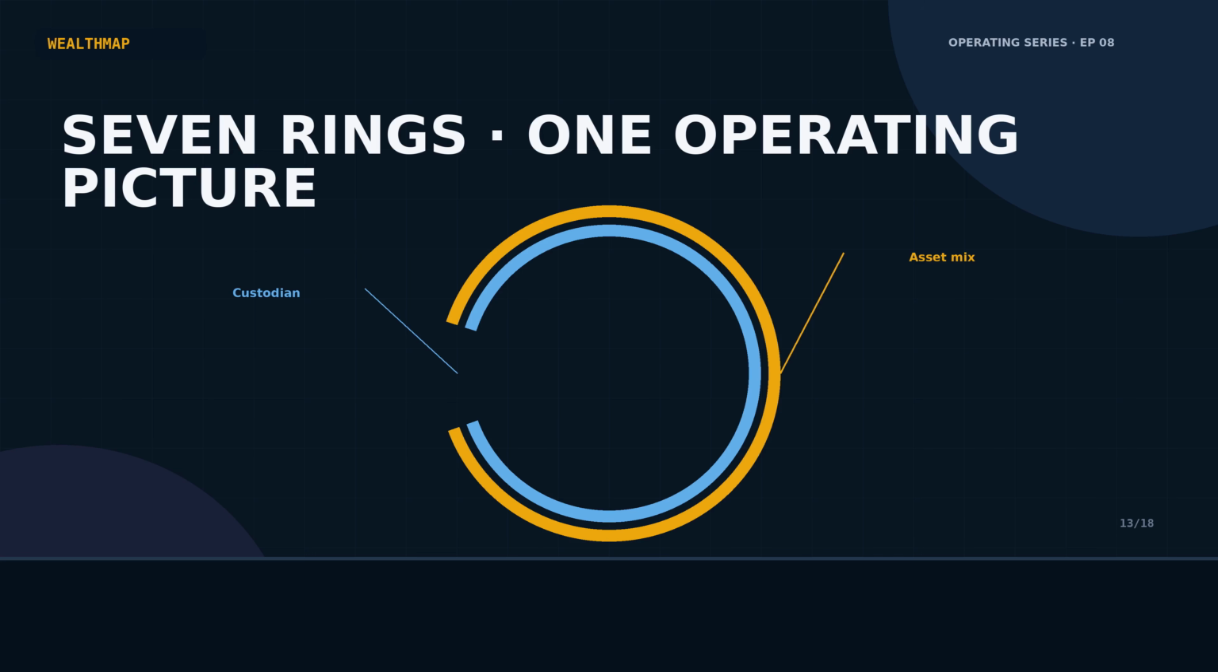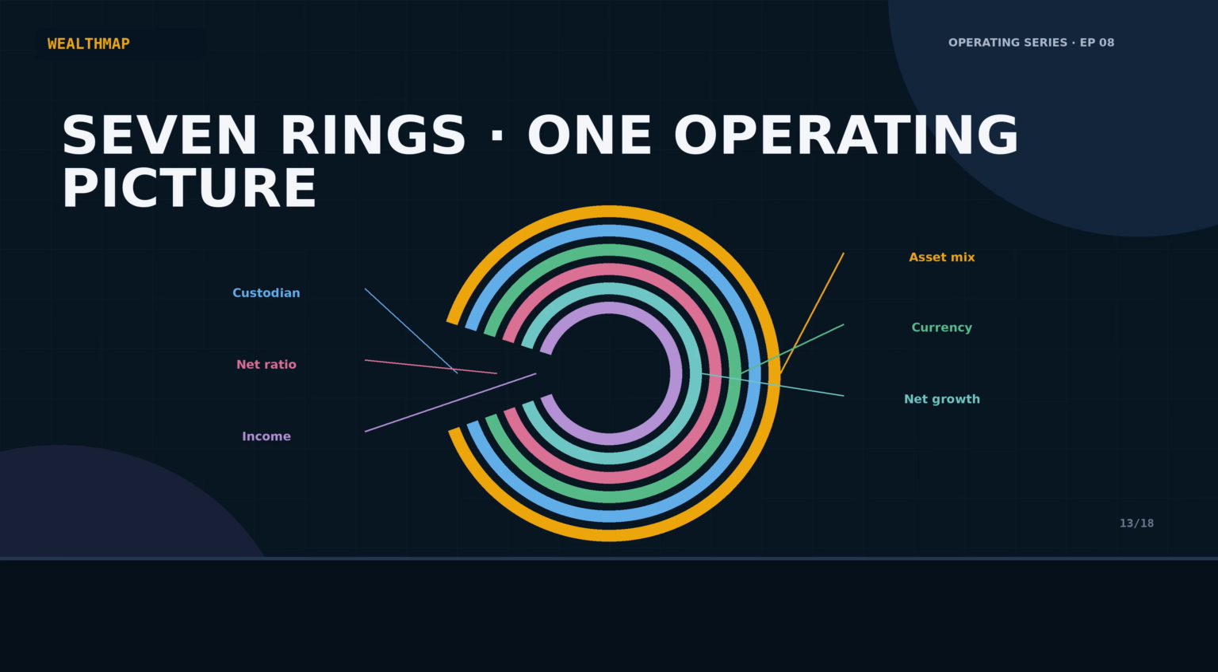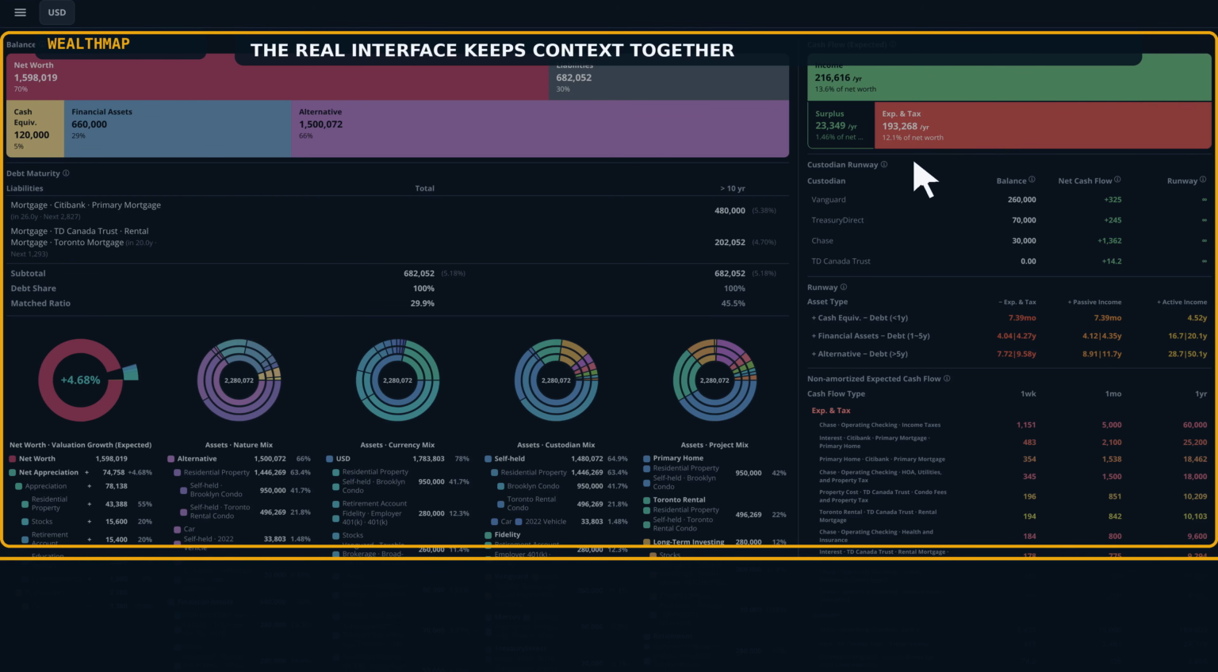Stella WealthMap uses a 7-ring panorama for asset mix, custodian, currency, net ratio, growth, income, and expenses. The rings are lenses, not a claim that one number solves everything. In the real home view, the net position, expected cash flow, debt maturity, runway, and the ring-based asset breakdown are visible together. This consolidates visibility. It does not move custody, trade assets, or replace the underlying institutions.